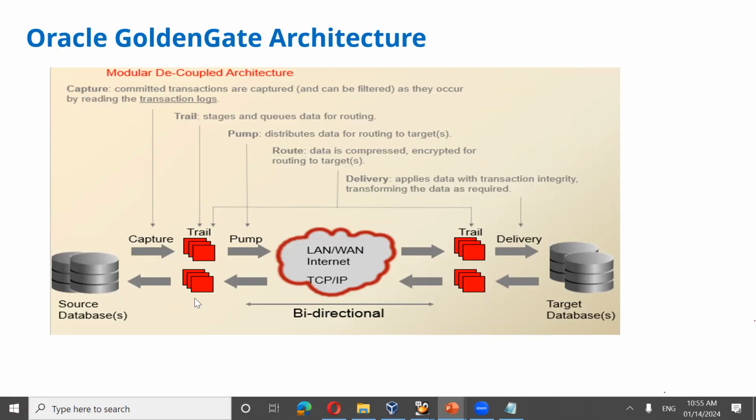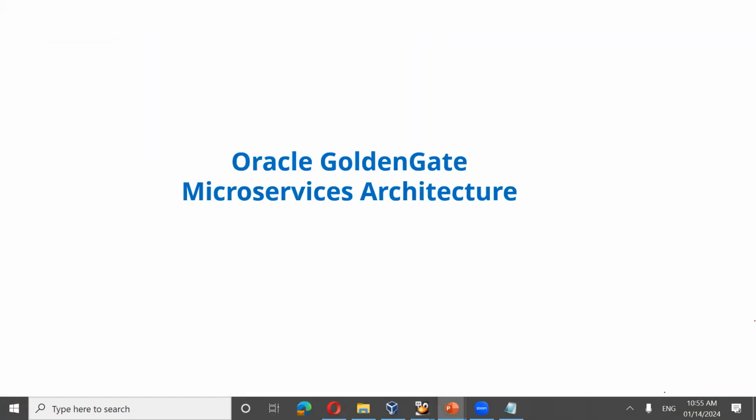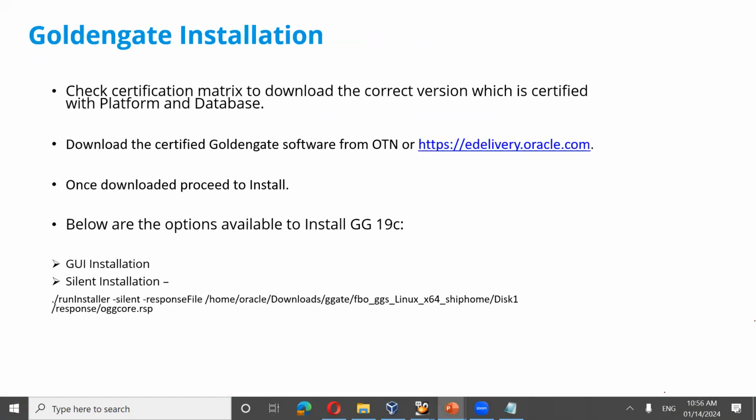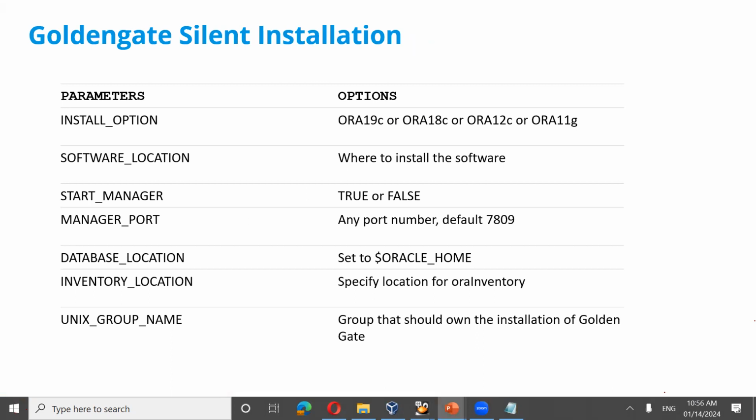To make it happen, you have to configure the Goldengate extract process, pump process, and replicate process. We are going to discuss that in detail in the training session. Now, Goldengate has two types of architecture, classic as well as microservices.